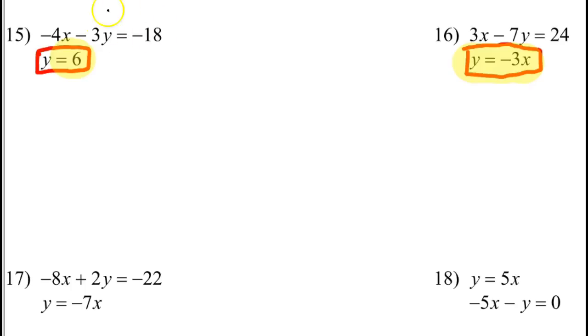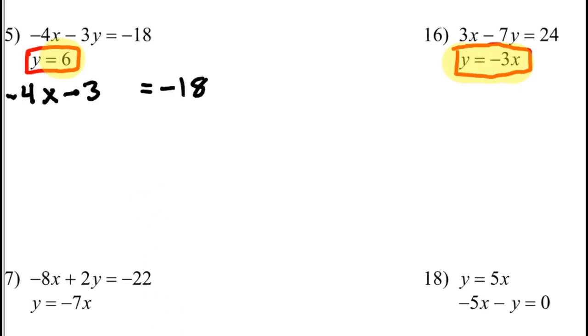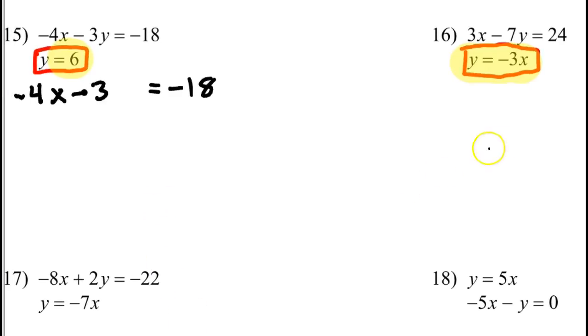So here's how we started it. First, write out the equation, but without the y. So I'm going to write -4x minus 3, leave a little space, and then minus 18. Same thing here. I'm going to go 3x minus 7, leave a little space, equals 24.